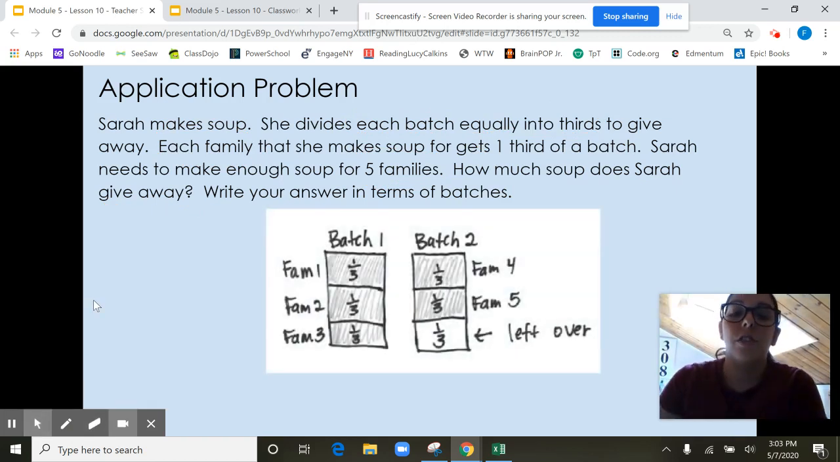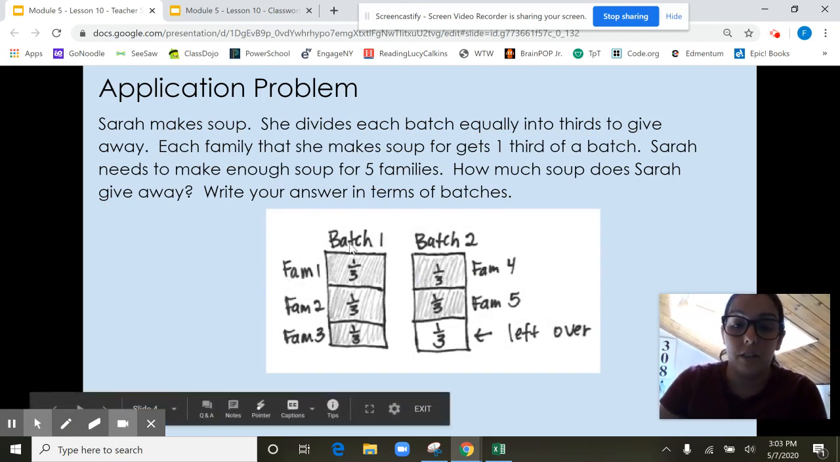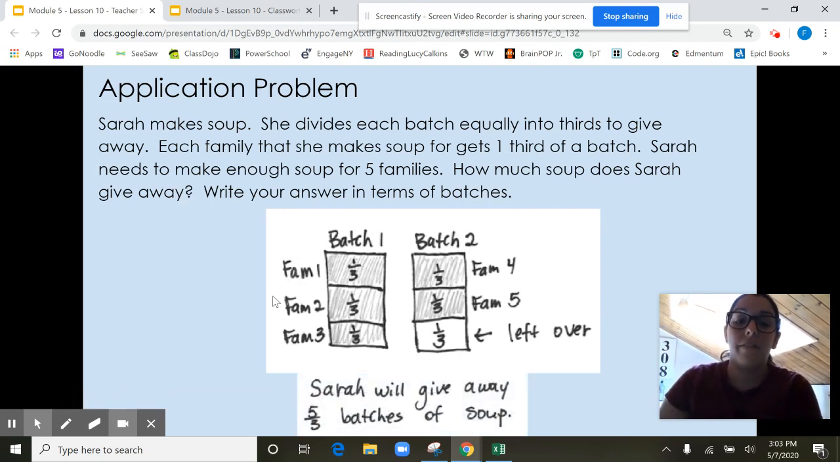Okay, so you should have realized that if she's breaking these up into thirds, then she's made batch 1, and she divided it into 3, and she had to make a second batch and gave away 2 of those. So how much soup does Sarah give away? Sarah will give away 5/3 batches of soup.